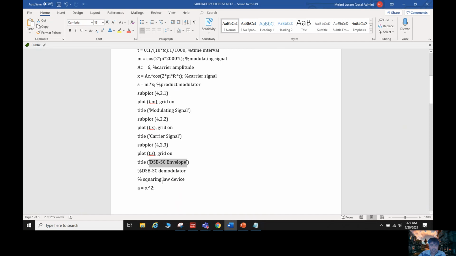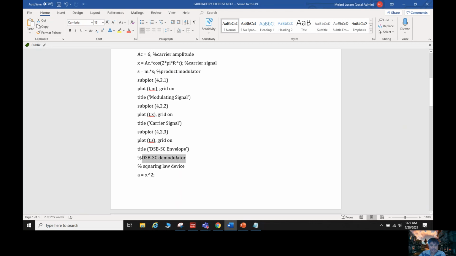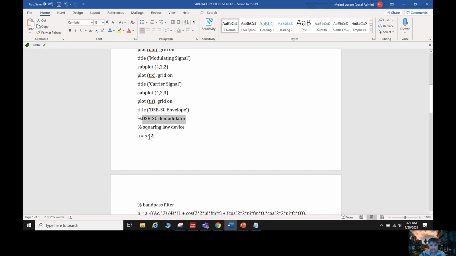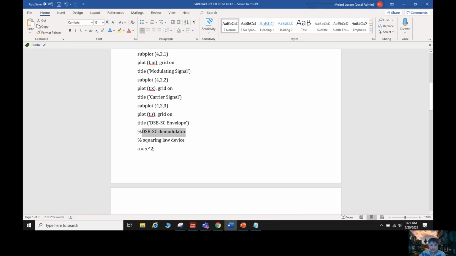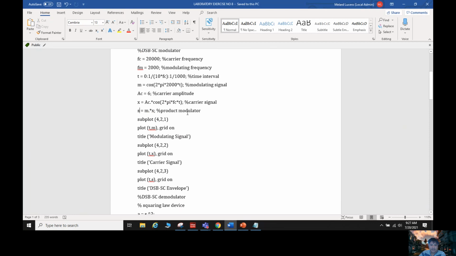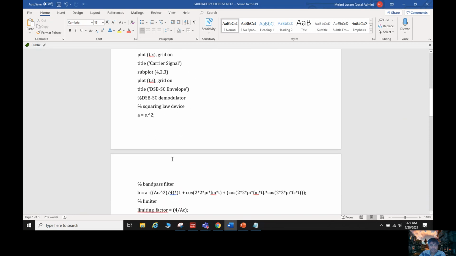this set of codes. Later we will be just copying these codes to our GNU Octave so that we can see what these codes show. The next one is the DSB-SC demodulator. We have here the squaring law device, so A is equal to S squared. This simply means A is equal to S, which is the product modulator, squared.